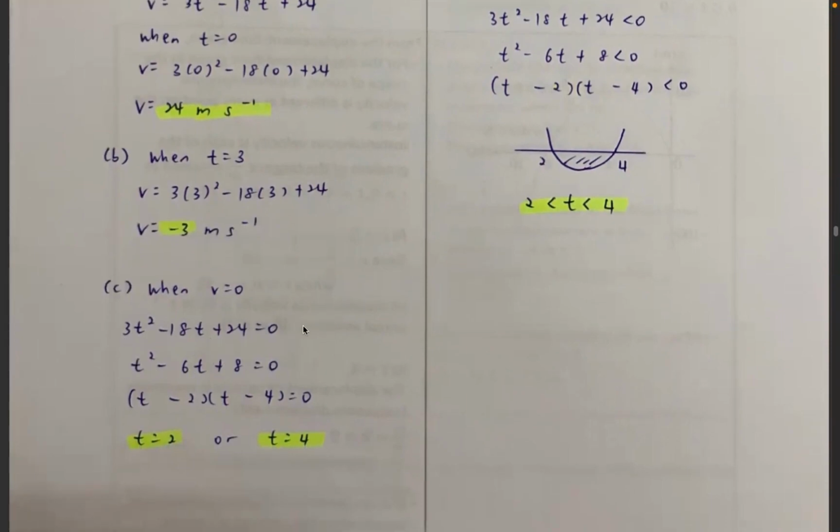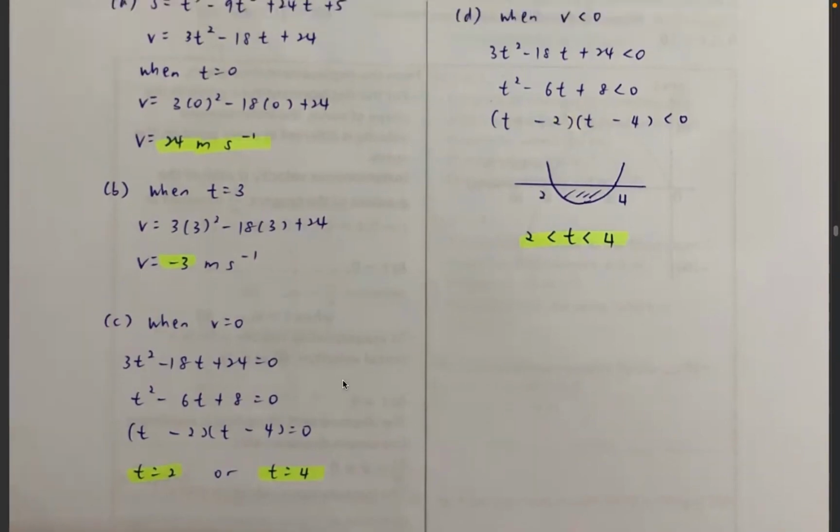Okay, so sometimes we have 1 mark here, and then we do division. I divide all the terms by 3, and then we do factorization. Then we have 2 answers for t. t equals positive 2 and positive 4. So both are accepted because both are positive.